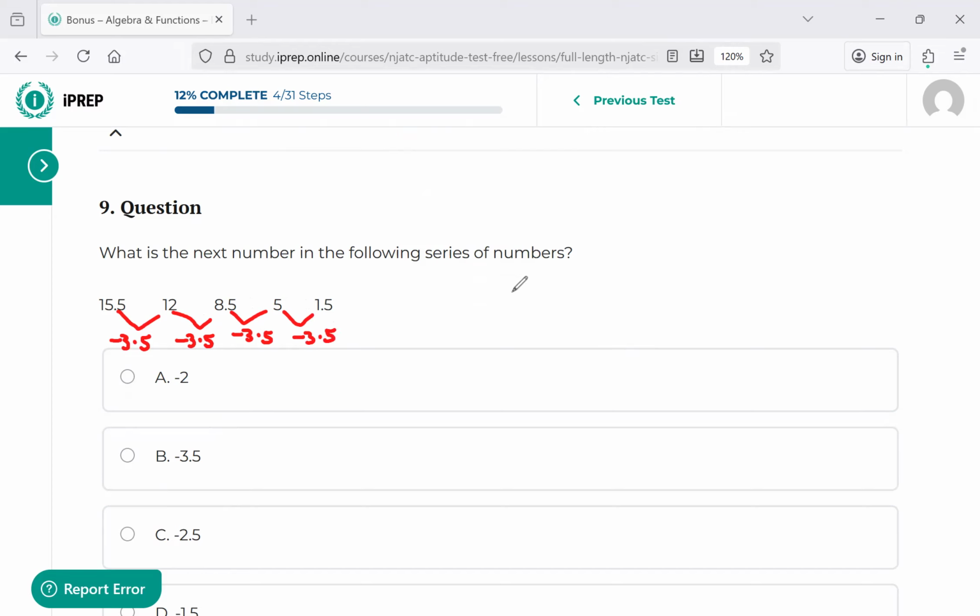So what you have to do is 1.5 minus 3.5. What is 1.5 minus 3.5? It is negative 2.